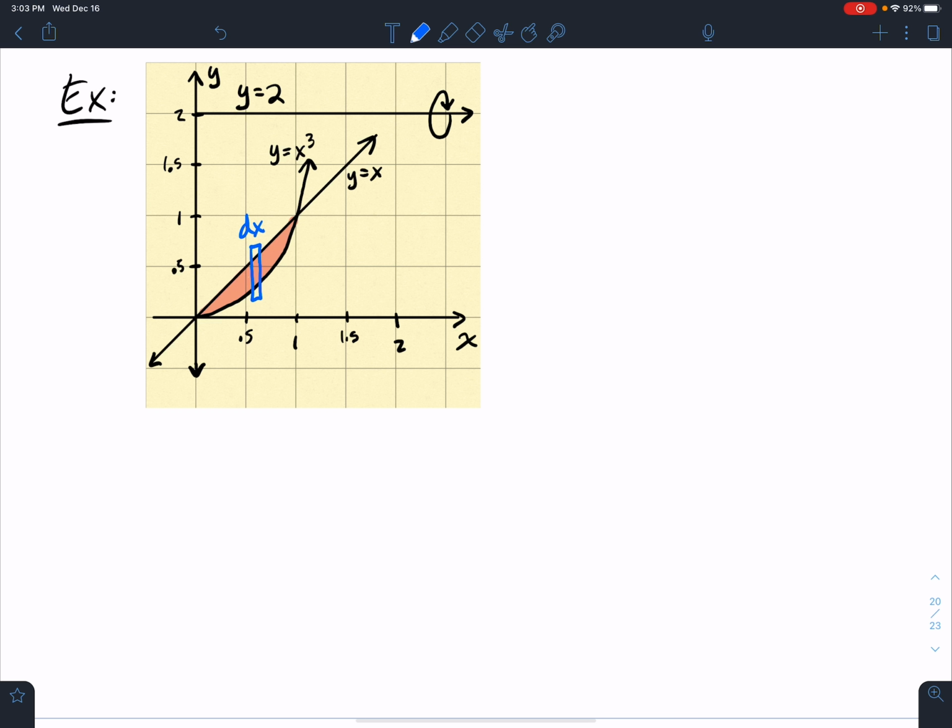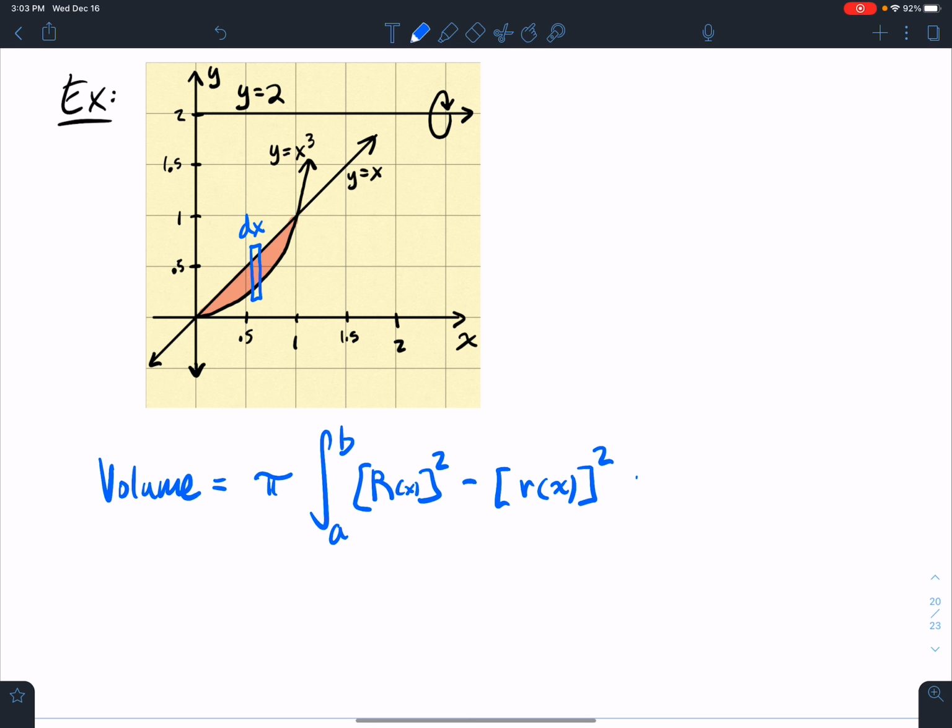So I'm going to have a dx going on here. If I think back to my formula for the volume of the shape, this is pi integral from a to b of the big radius squared minus the small radius squared dx. So I need to figure out what the individual pieces are here. Once I do that, I can integrate it and apply the fundamental theorem of calculus, F of b minus F of a.